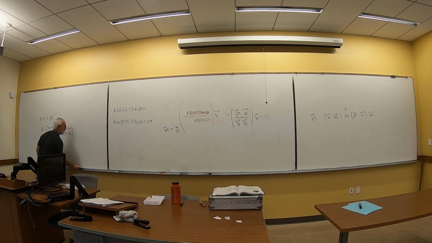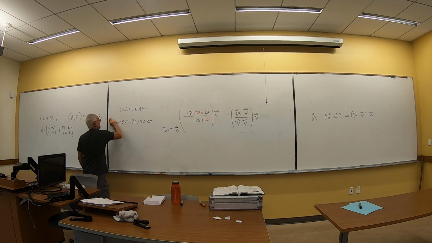I'm now going to define something. That notation means I'm defining the inner product between A and B. This clearly is not a vector because A and B are not scalars. I'm going to define this to be, how about A1, B1 plus A2, B2 plus A3, B3 plus A4, B4.